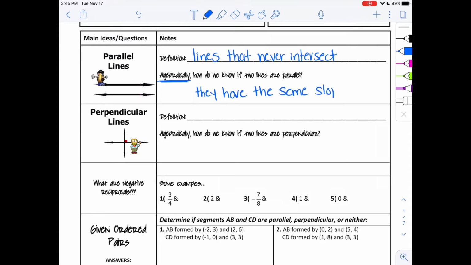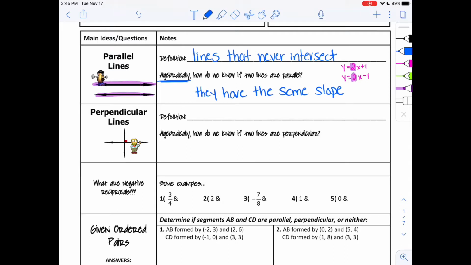So when you look at the two lines to the left, you can tell visually that these are parallel. You can see that they're going to stay the same distance apart and never cross. But you want to be able to look at two equations and be able to tell the same thing. For example, if I had the equation y equals 2x plus 1 and the equation y equals 2x minus 1, simply by looking at these equations, I know that they are parallel because they have the same slope.